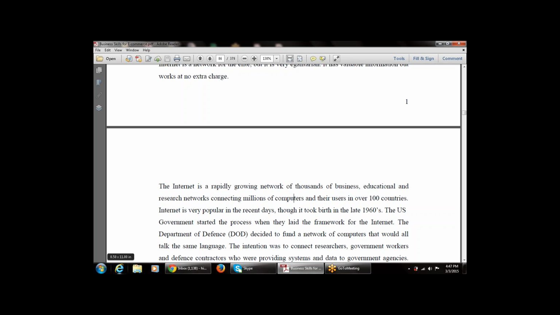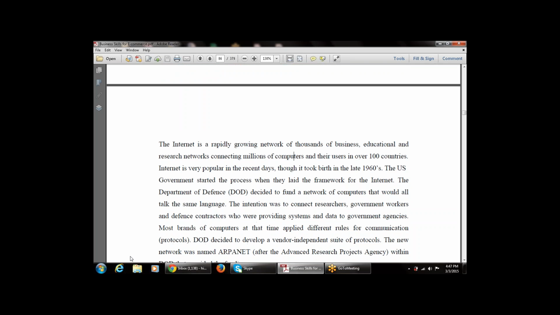The next line says the internet is very popular in recent days, though it took birth in the late 1960s. It is popular till now, although it was founded in the late 1960s. But in the day-to-day scenario, till now it is very popular in recent days.